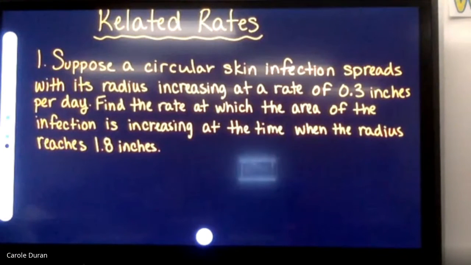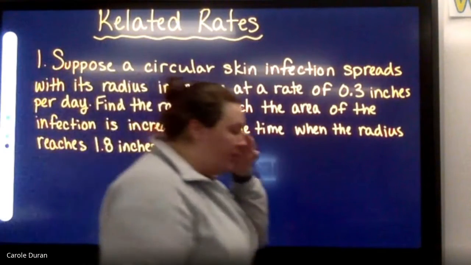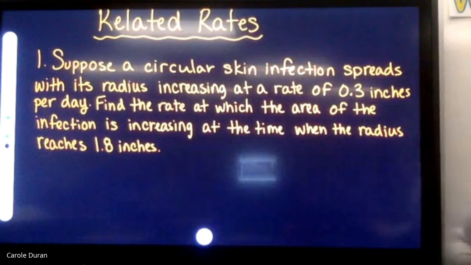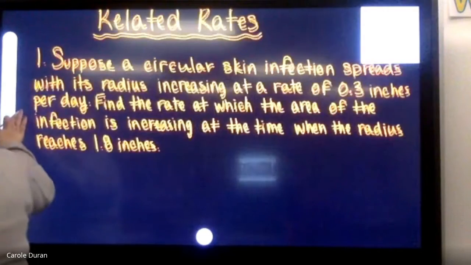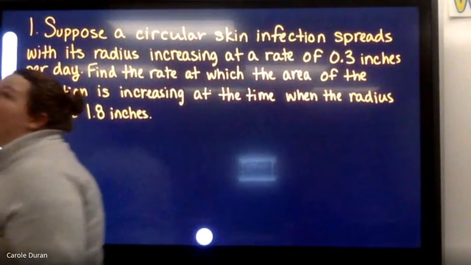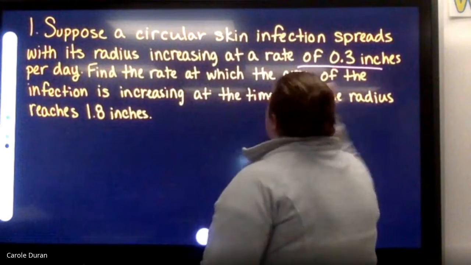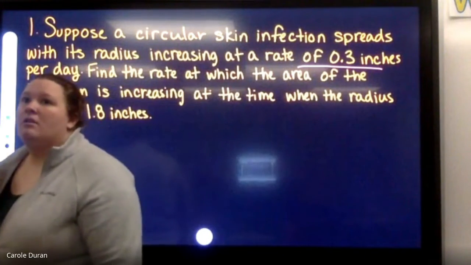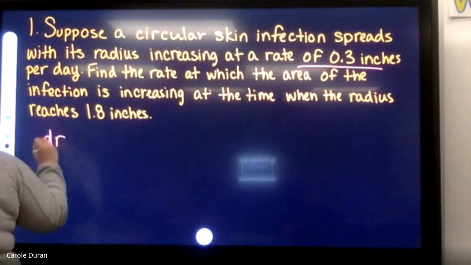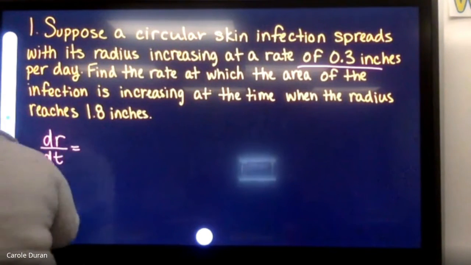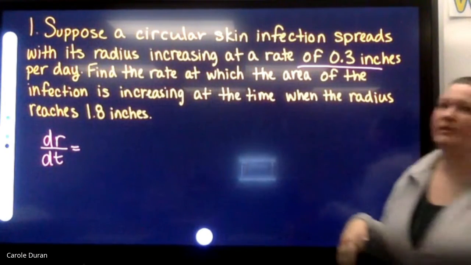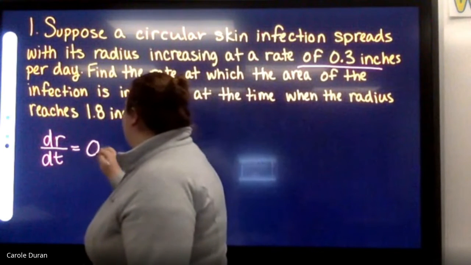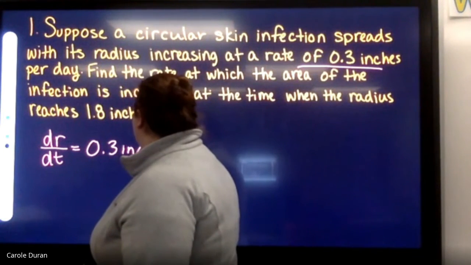So the first thing we're going to do is pick out the information that we know from the problem, and then identify the missing piece of information that we're going to be solving for. So what is the first thing that I know? The rate at which the radius is increasing. So we call that dr dt. So the rate at which the radius is changing over time, and that is a rate of 0.3 inches per day.